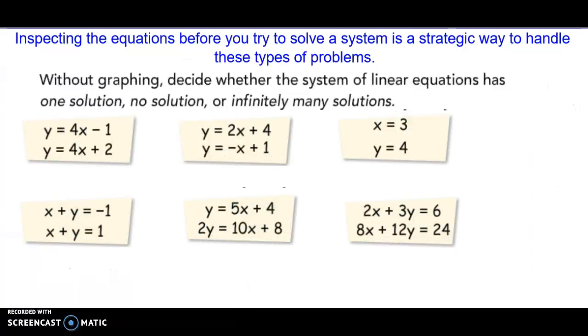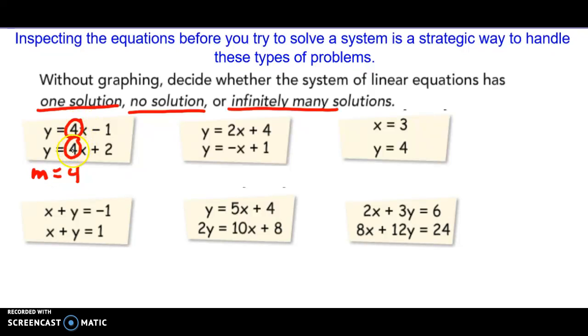All right, so let's take a look at some equations without their graphs and see what we can figure out from inspecting them. So we're looking for one solution, no solution, or infinitely many. Let's look at our first set here. y equals 4x minus 1, y equals 4x plus 2. Right off the bat, I notice I have the same slope. The slope of both of those lines is 4.